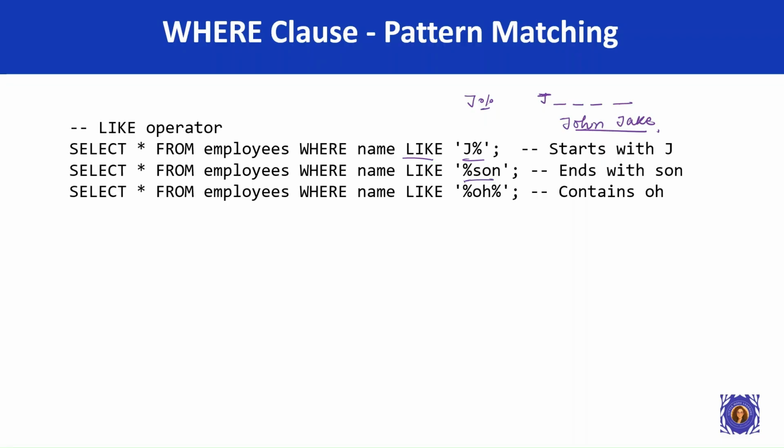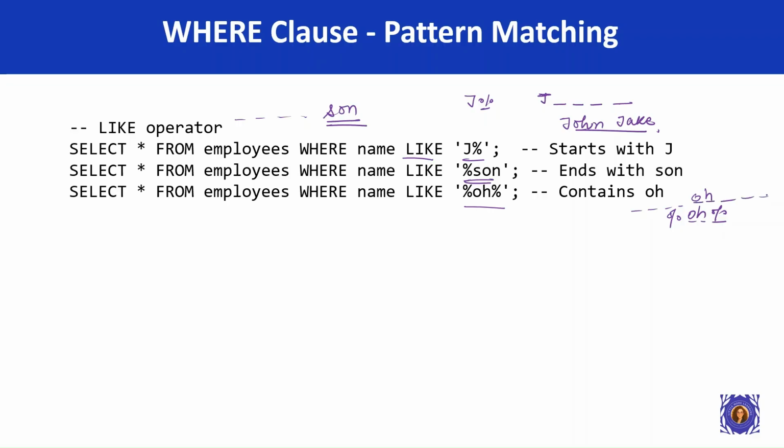Then we have like percentage son. That means in front it could be anything, but it should end with son. Then we have the condition percentage OH percentage. That means it can be anything in front, it should have OH together, and it can end with anything.